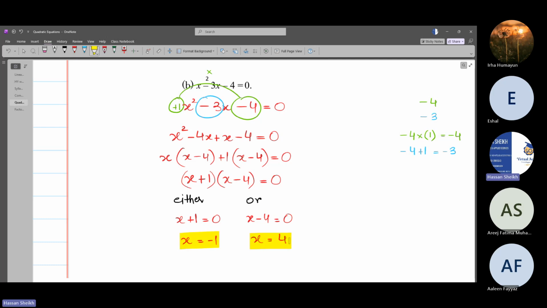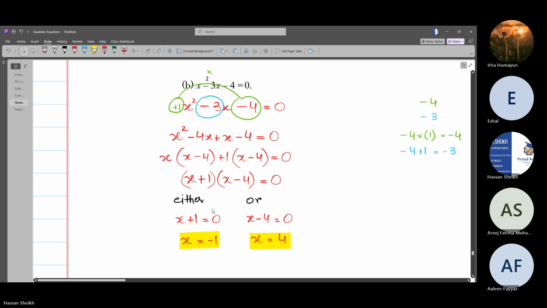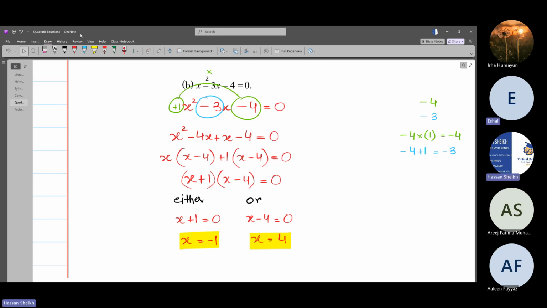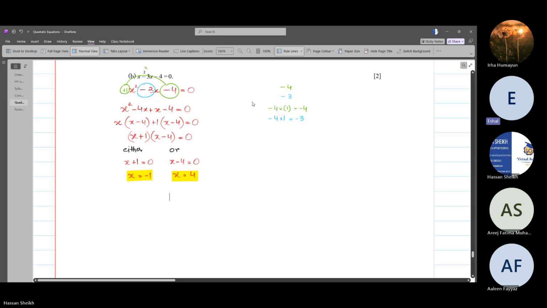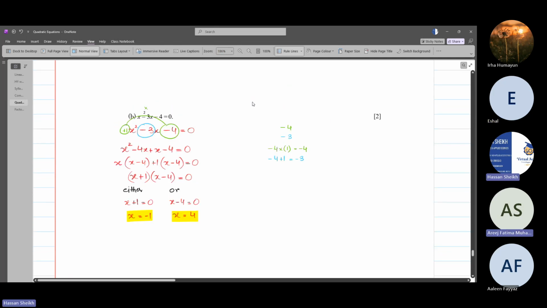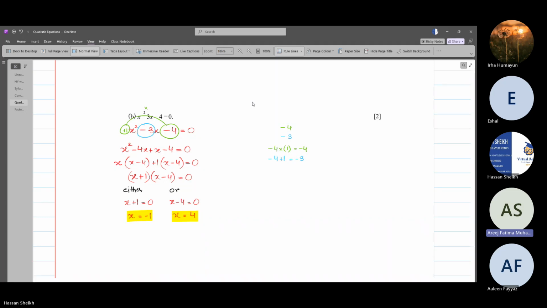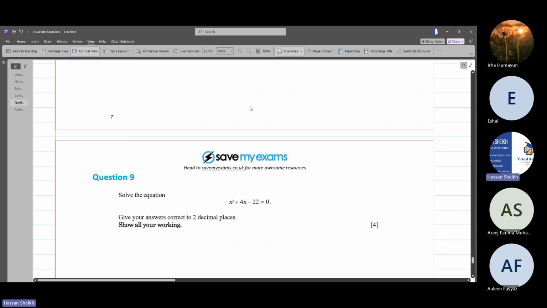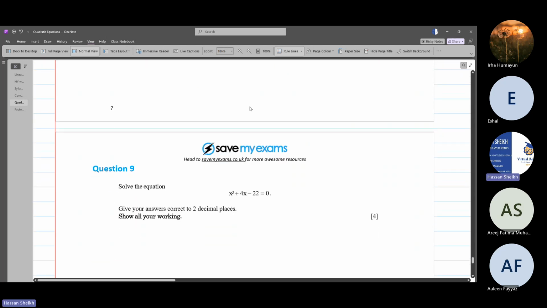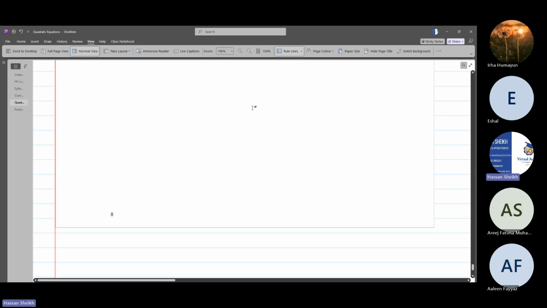Why are we getting two answers? Because A times B is equal to 0, so either one of them is 0. Yes, that's correct. But the reason for two answers is that it is a quadratic equation, and we always get two answers for a quadratic equation. Okay. Now, question number 9 is to two decimal places.